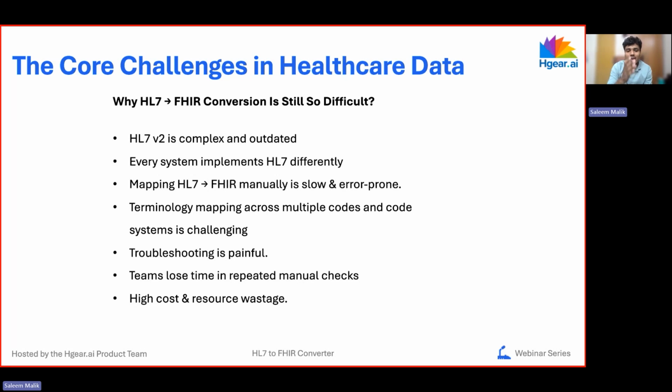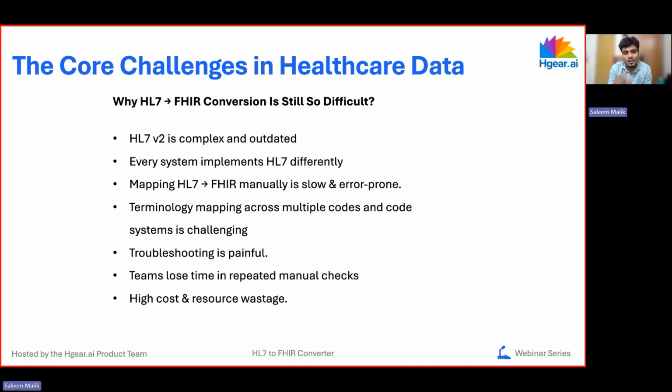So mapping HL7 fields to FHIR manually is a very slow and error-prone process. Adding complexity to this, every system implements HL7 differently, so it's very tough to map HL7 to the actual FHIR resource. And we also have terminology mappings. Each system sends different terminology codes and different code systems. So mapping all these things requires lots and lots of manual effort. It's a tedious process and definitely an error-prone one.